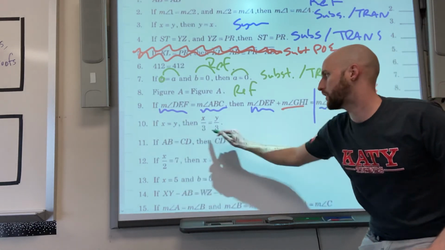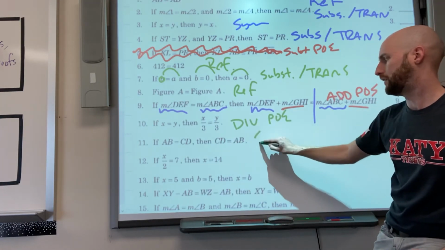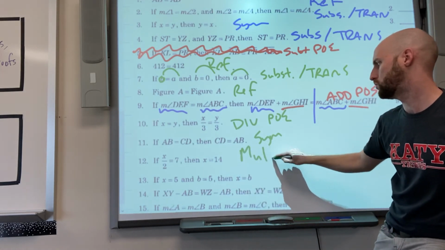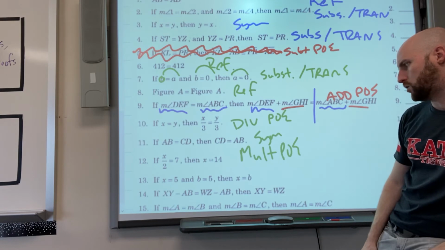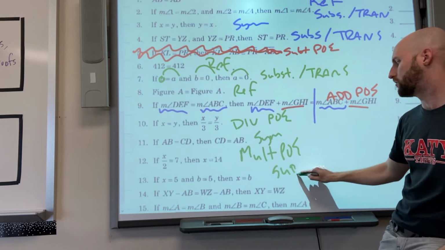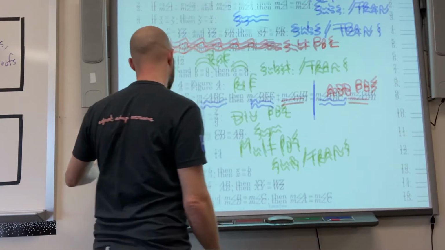Here they went from here to here, that's divide POE. They flipped it around, so it's symmetric. Here it looks like they times by 2. If x equals 5 and b equals 5, then x equals b. Again, I would say that you could use substitution or transitive, depending how you're thinking about that.